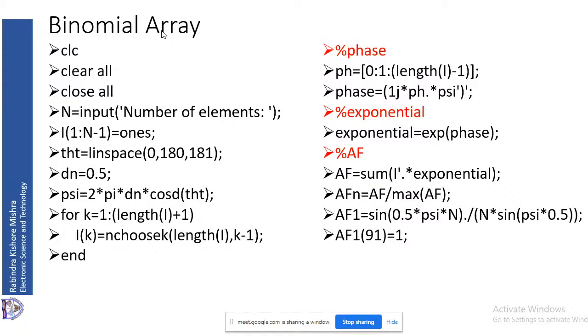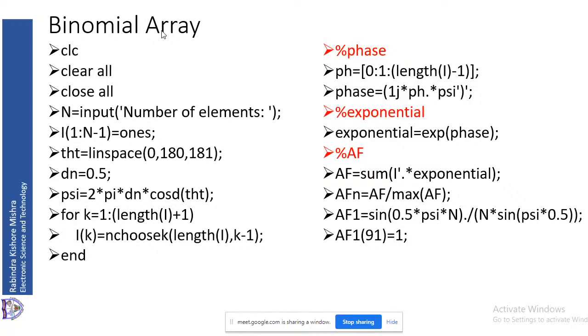We are using here array factor 91 is equal to 1. I am taking that. The reason is very simple. In the above line, it will calculate array factor at all points, all the 180 points. Now out of that, at the 91st point, psi is equal to 0. So sin 0 divided by sin 0 is not calculatable. You will get a NaN, not a number, or infinite.